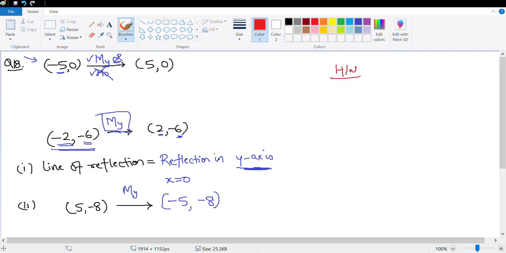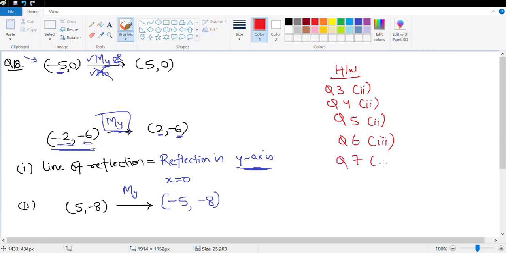Some questions as homework. Question 3 part 2, question 4 part 2, question 5 part 2, question 6 part 3. These are extremely simple questions, will not even take you a minute to solve all of them. Then question 7, question 10, question 12, question 14, question 15.